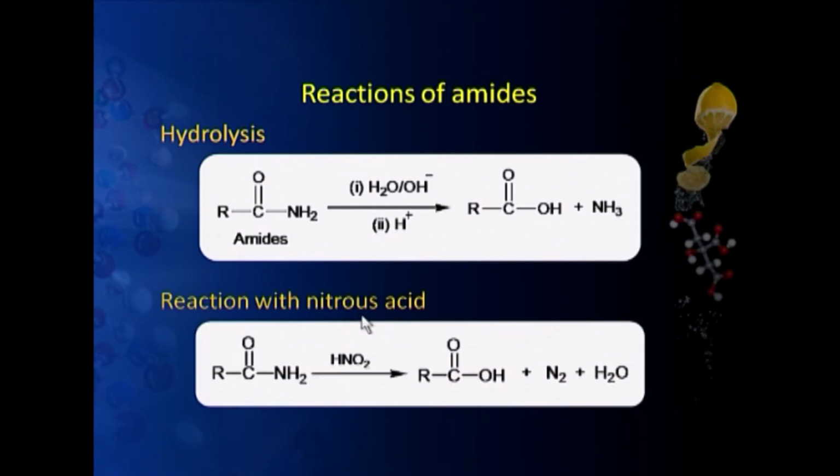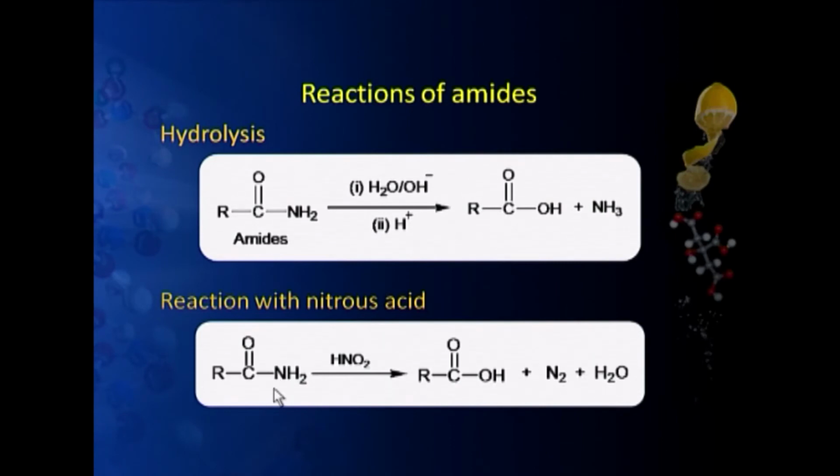Amides can also react with nitrous acid. You are familiar with one of the reactions of primary amines with nitrous acid, they form diazonium salts, and the reaction is called diazotization. It is a similar reaction, but this diazotization of these amides gives an unstable product which immediately loses nitrogen and we get corresponding carboxylic acids.